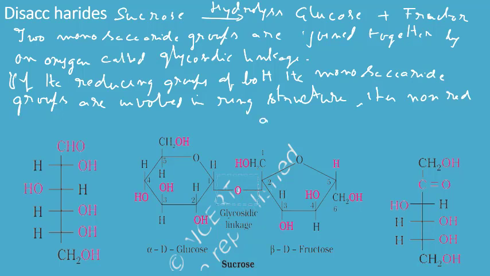So the glycosidic linkage is in between C1 and C2: the C1 carbon of alpha D-glucose and the C2 carbon of beta D-fructose.